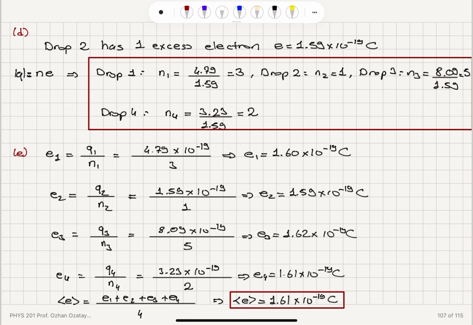Then we do the reverse. We calculate the electron charge based on the excess charge on that drop divided by this integer that we have calculated in part D, and we get an estimate of the electron charge, and we take the arithmetic average. We have our best estimate of the electron charge to be 1.61 10 to minus 19 coulombs.